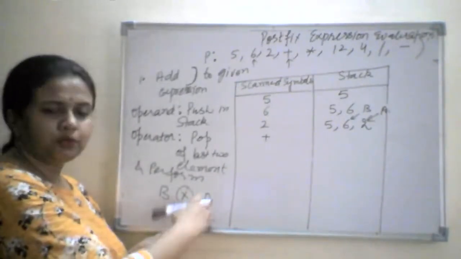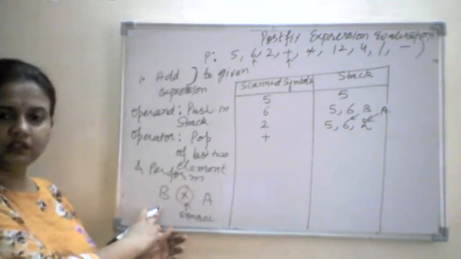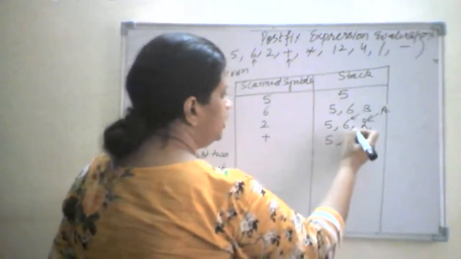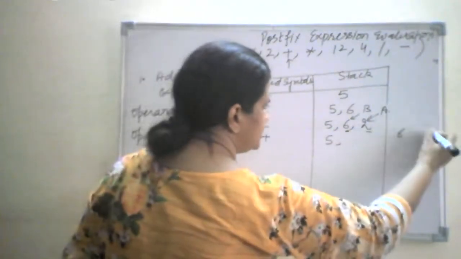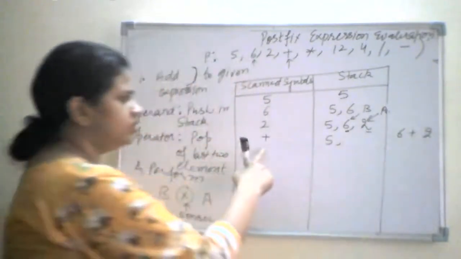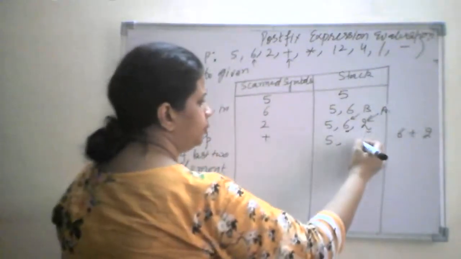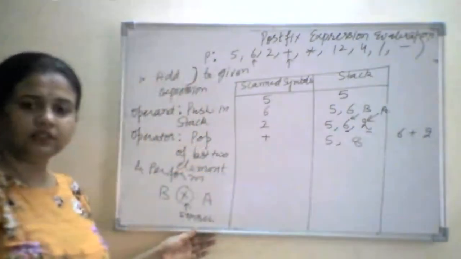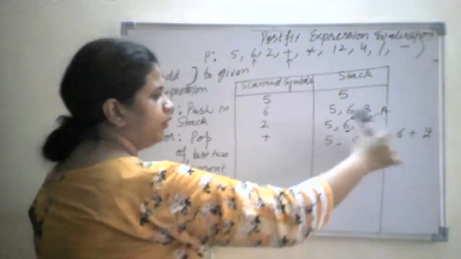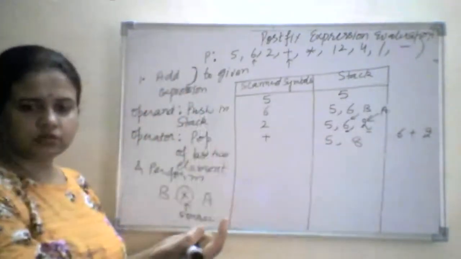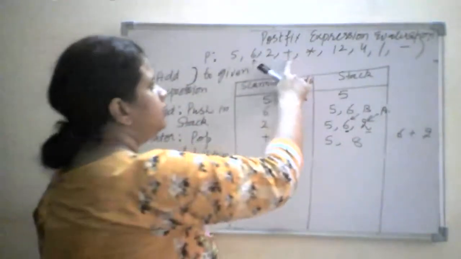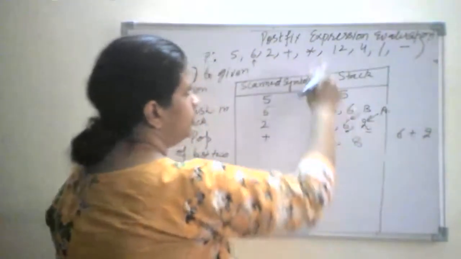The top element is supposed to be towards the right. It will not be at the left, right? It will be towards the right. Then you pop these 2 elements, 6 and 2, and perform the plus sign here. Whatever the operator is, you perform it on them and then push the result back into the stack. You perform 6 plus 2, then put it back in the stack. In this case, now 8 has become my top.